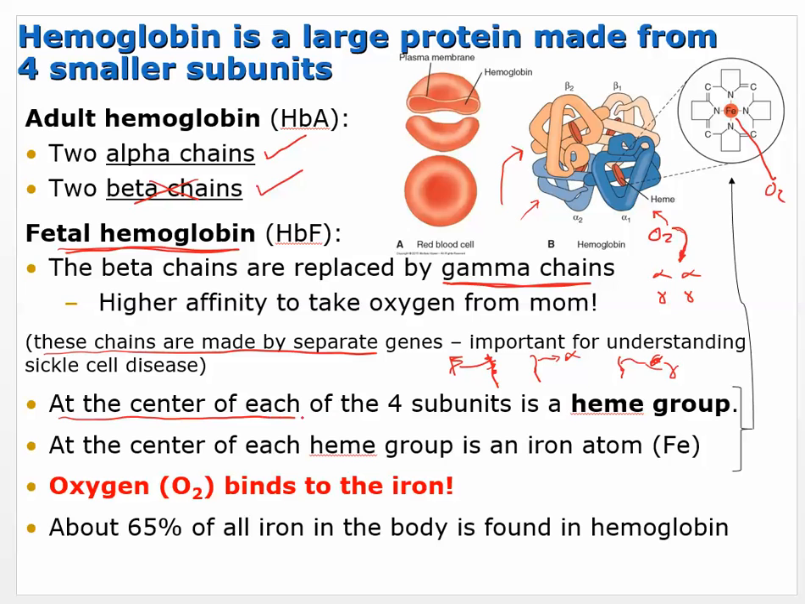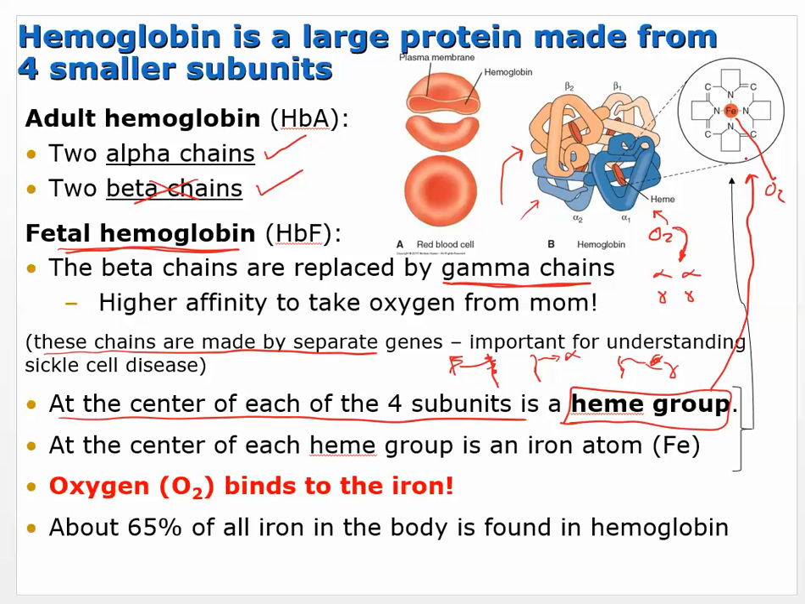At the center of each of the four subunits is something called a heme group. Now, a heme is just a molecule. I have it up here. You don't have to memorize the structure, obviously, or even pick it out of a lineup, but just understand that that's what we're talking about. We're talking about a reasonably large organic molecule.